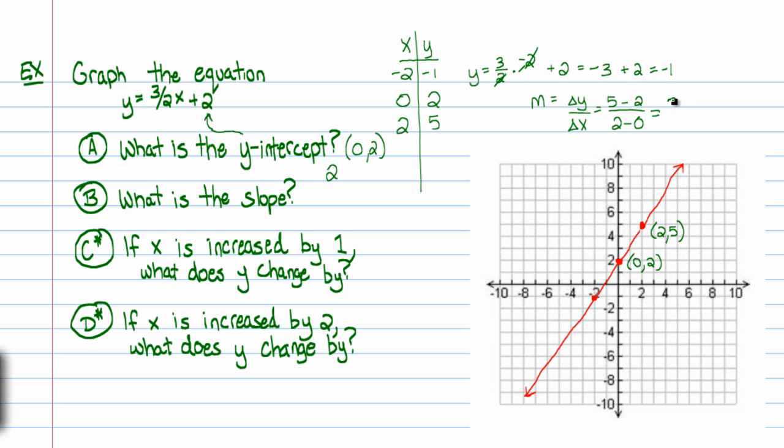All right, 5 minus 2 is 3. 2 minus 0 is 2. So the slope is 3 halves. But something should be interesting about that as well. The fact is that that number occurs right there.